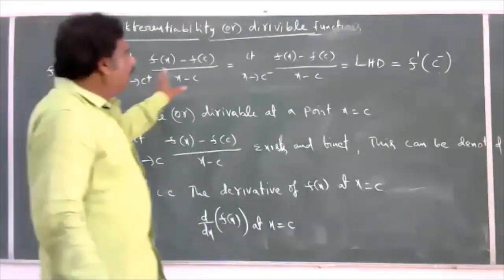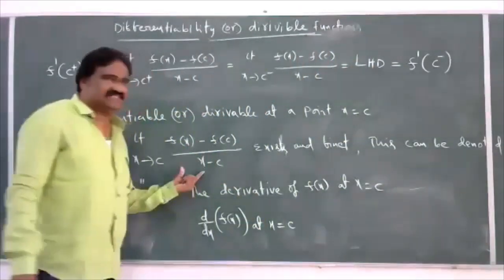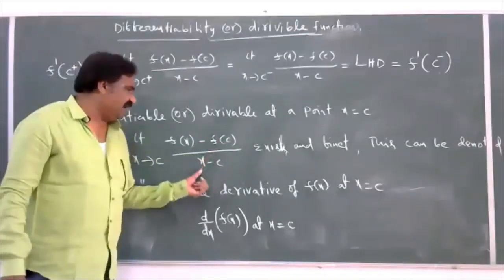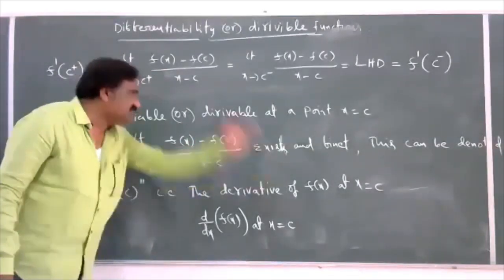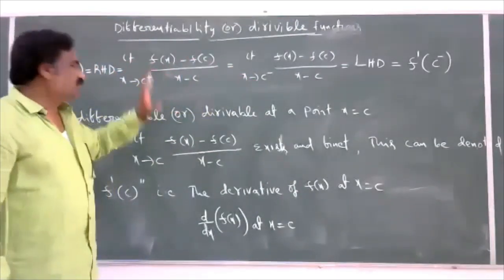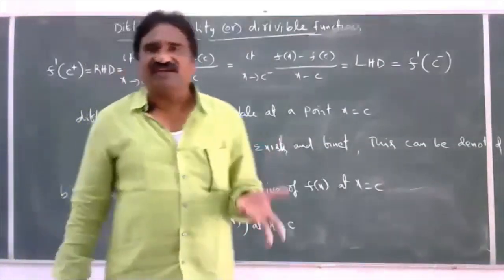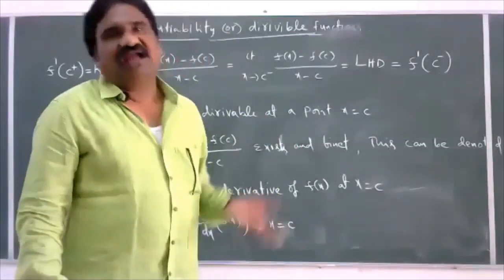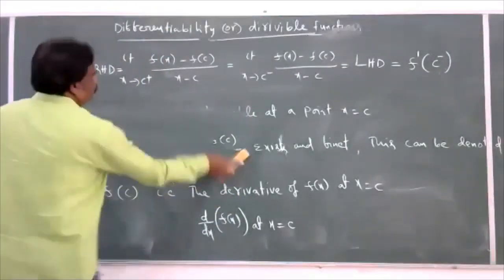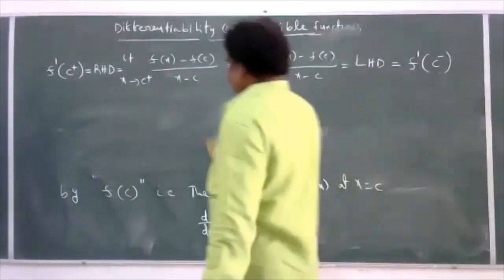If the left hand derivative is equal to the right hand derivative, then this limit exists. The limit as x tends to c of (f of x minus f of c) by (x minus c) exists means the left hand derivative is equal to the right hand derivative. Then we say that the given function f of x is differentiable at the given point. So I think you can copy this definition.